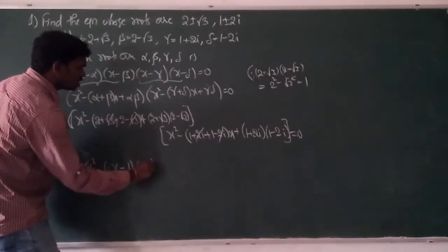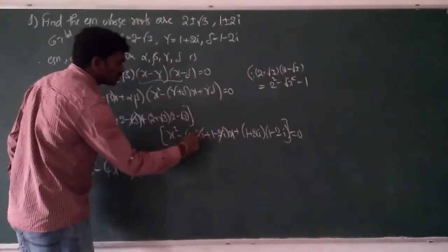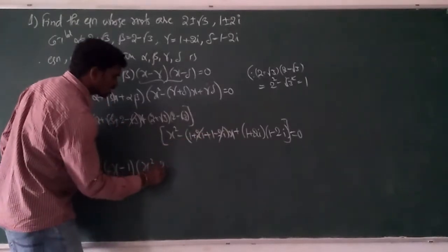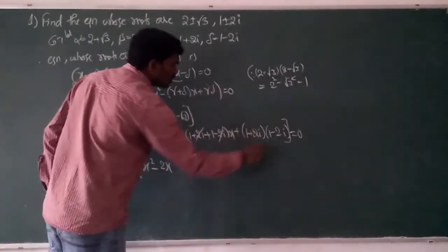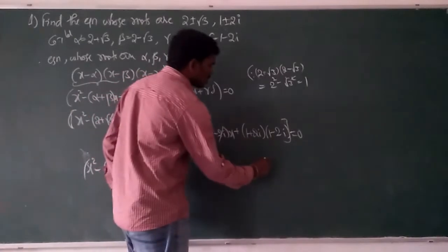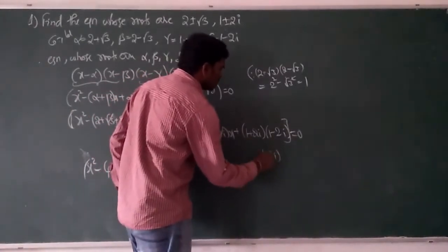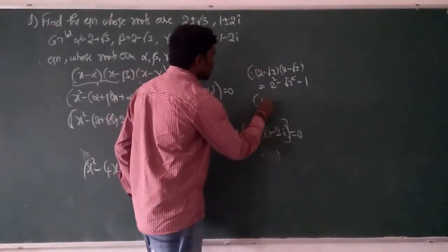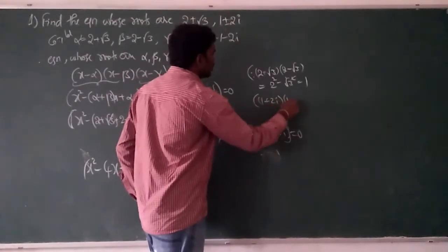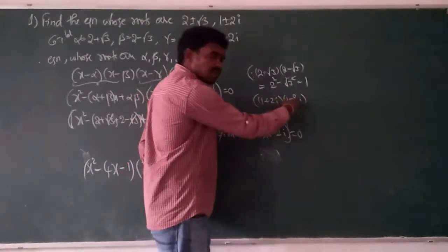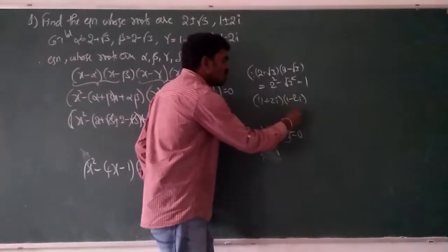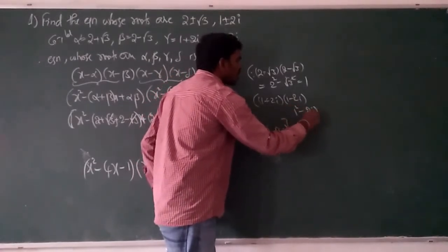Next, x square minus 1 plus 1, those vanish. So 2x is remaining. And what about 1 plus 2a into 1 minus 2a? This is also a plus b into a minus b formation. Am I right? So which is called a square minus b square.